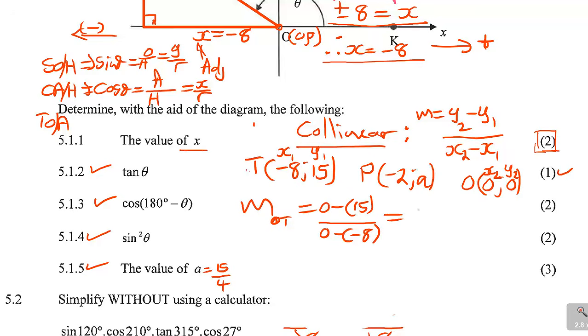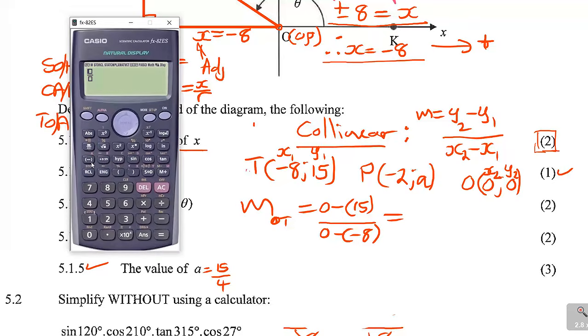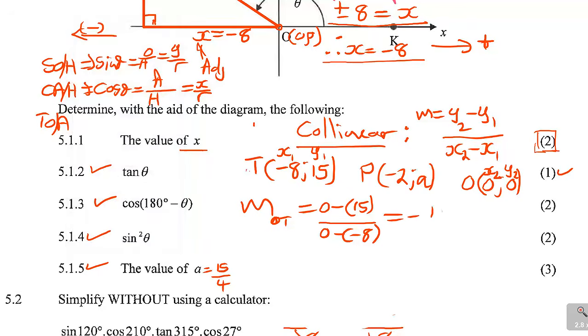So it gives me the negative there. I can just use a calculator to simplify things, to say 0 minus 15 over 0 minus negative 8. It's simple, it gives me minus 15 over 8. Now I can find the gradient m of OP.